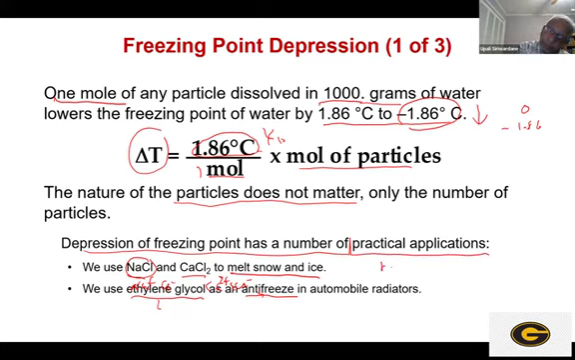For example, sodium chloride, number of particles is 2. Calcium chloride, number of particles is 3. So here you multiply by 2 for sodium chloride, 3 for calcium chloride, therefore larger freezing point depression is for calcium chloride.